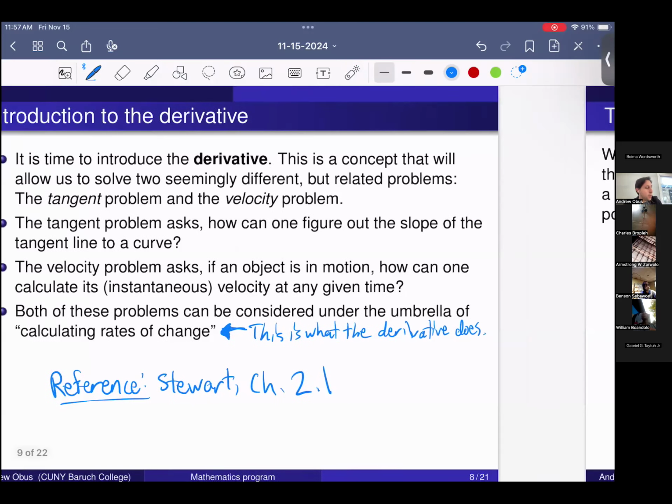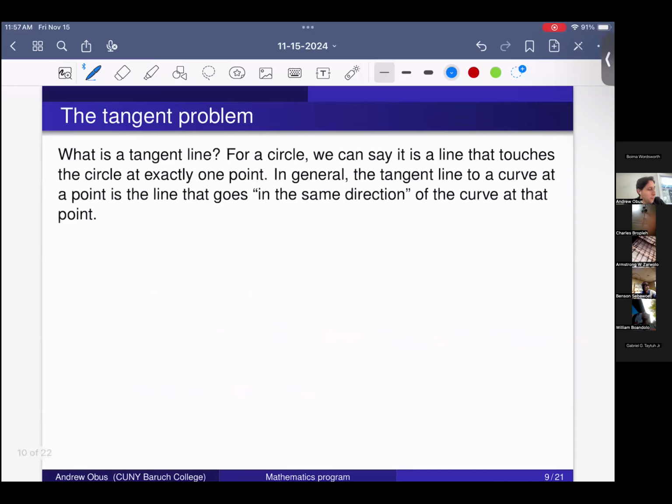Okay, so let's draw some pictures. Okay, so first of all, what is a tangent line? What does it even mean? Okay, so let's say that I have a circle. So if I have a circle, I can define a tangent line at a point on the circle to be the line that touches the circle only at that point, right? So the tangent line here means a line, it's going to be this line right here. It's the line that touches the circle only at one point, right? This over here is the tangent line.